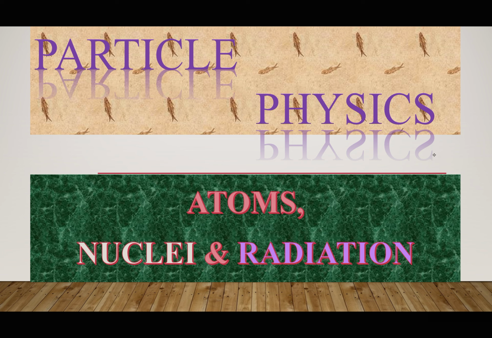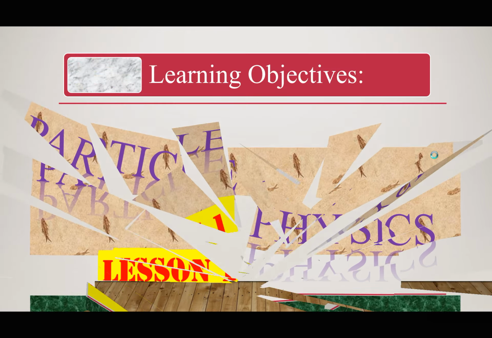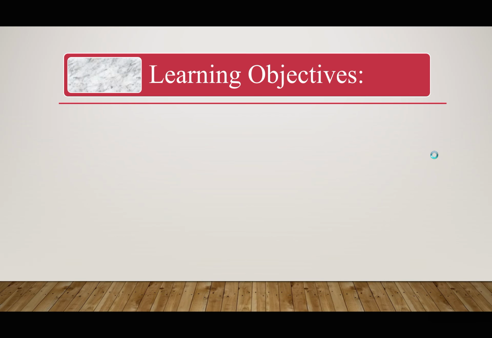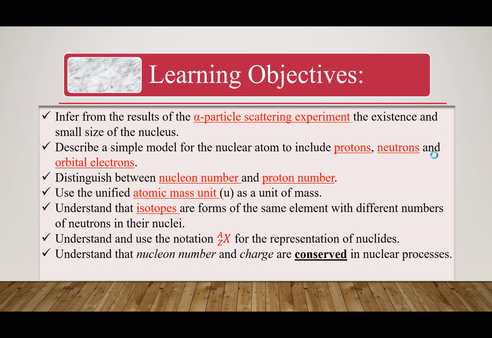I think this should be lesson one, and I expect that we shall have at least three lessons and the topic will be done. But before we start this topic, I prefer to start with the learning objectives that we expect to achieve at the end of this lesson. So some of the learning objectives would include the following. You should infer from the results of the alpha particle scattering experiment the existence and small size of the nucleus.